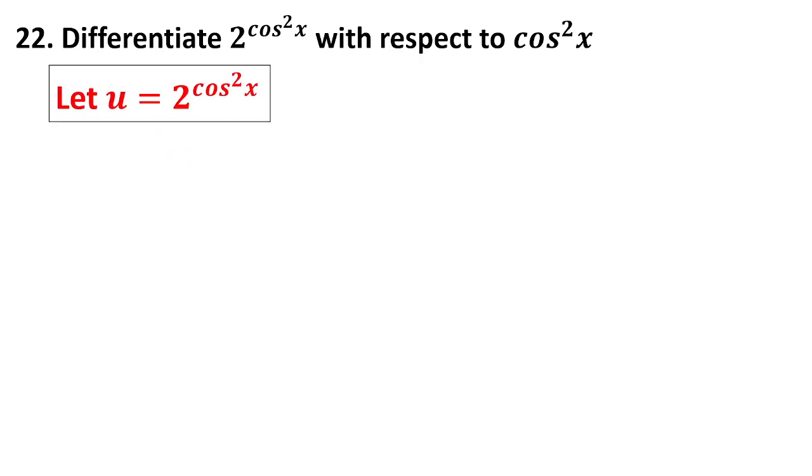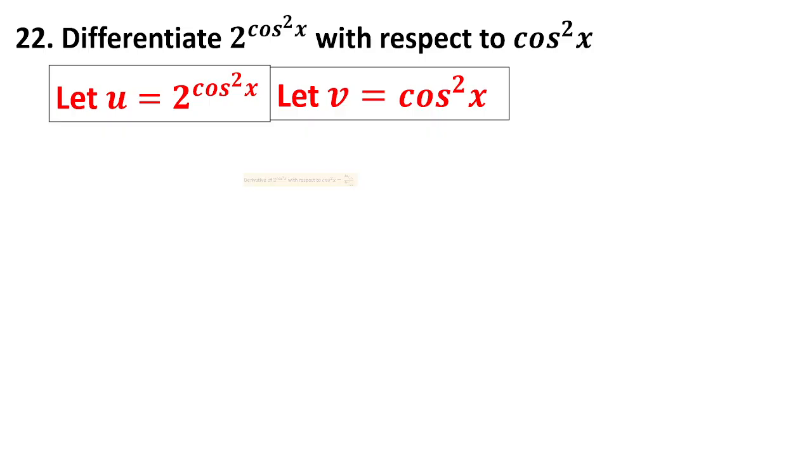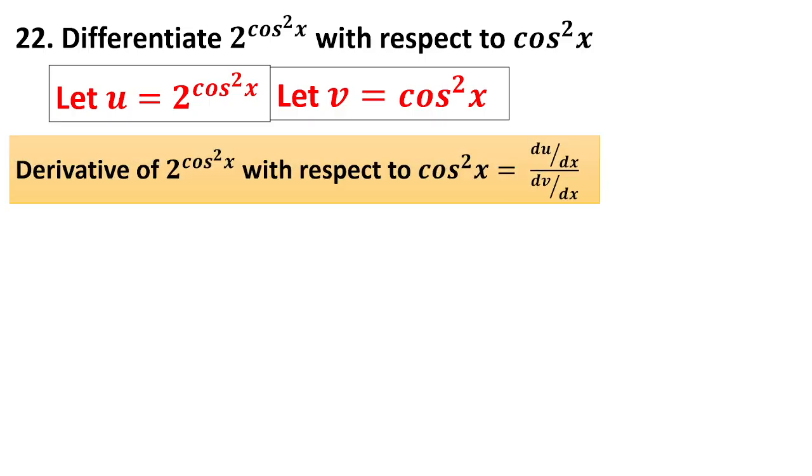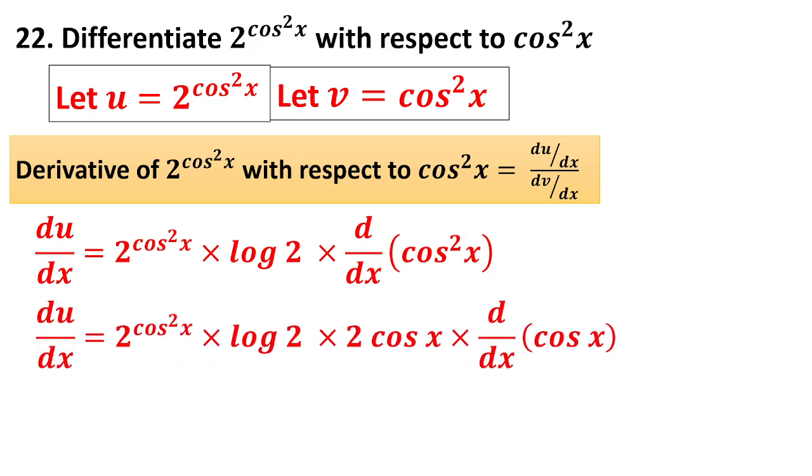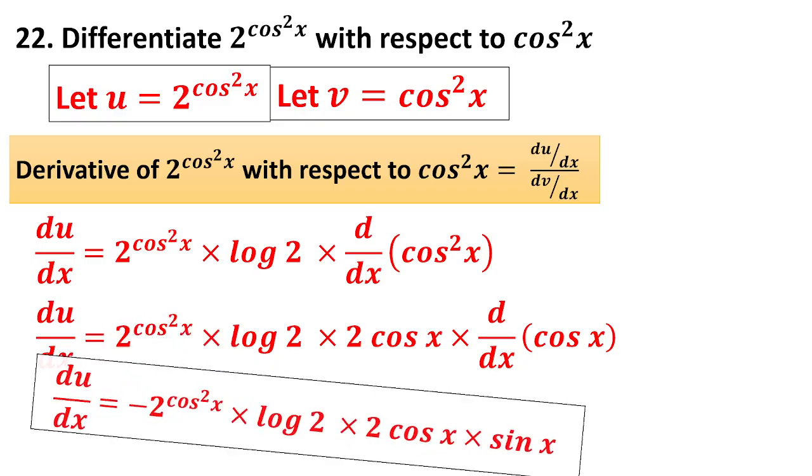I am calling it the first function, v the second function. I have to differentiate the first function upon the derivative of the second function. Let me find the derivative of 2 power cos square x. All of you know it is 2 power something. Therefore, 2 power that into log 2, log of the base, into differentiation of cos square x. What is the differentiation of cos square x? It will be 2 times cos x into differentiation of cos x. Now it is the final answer.